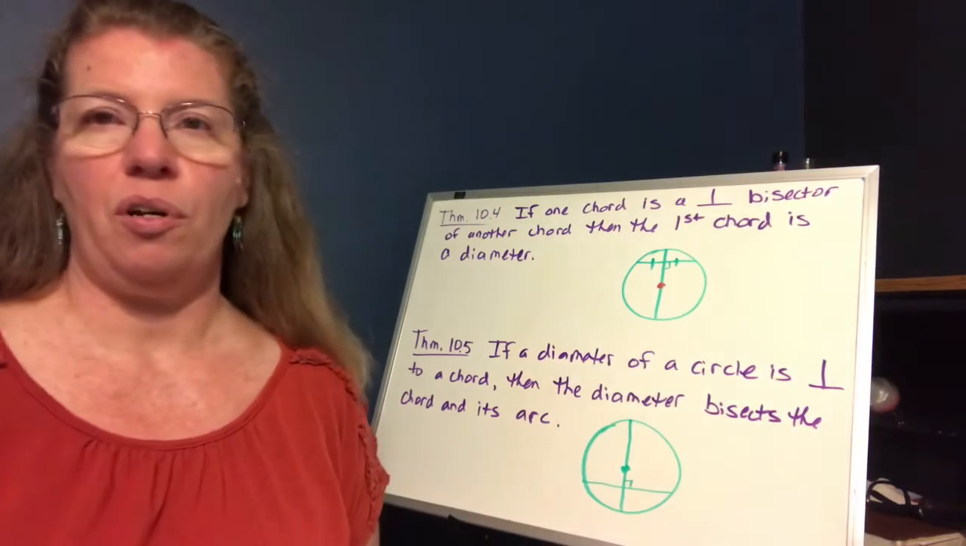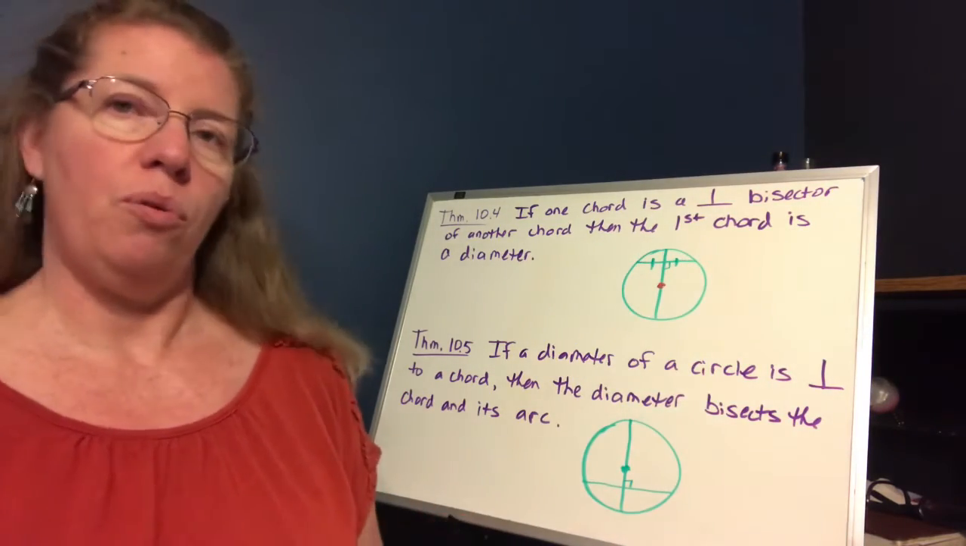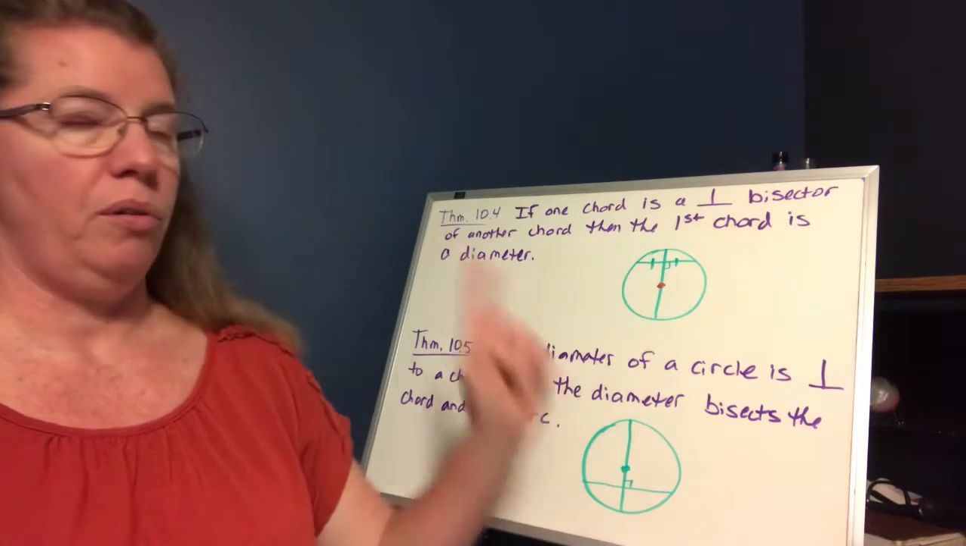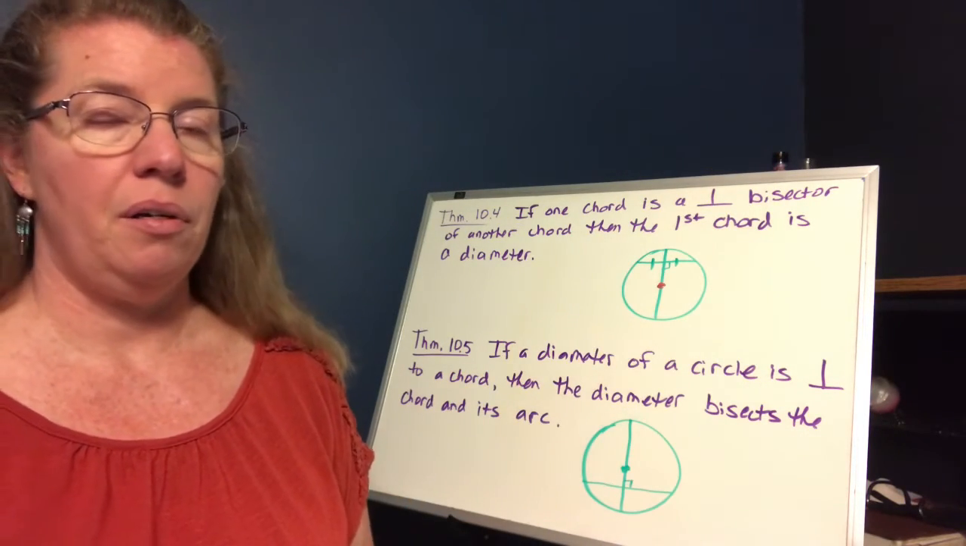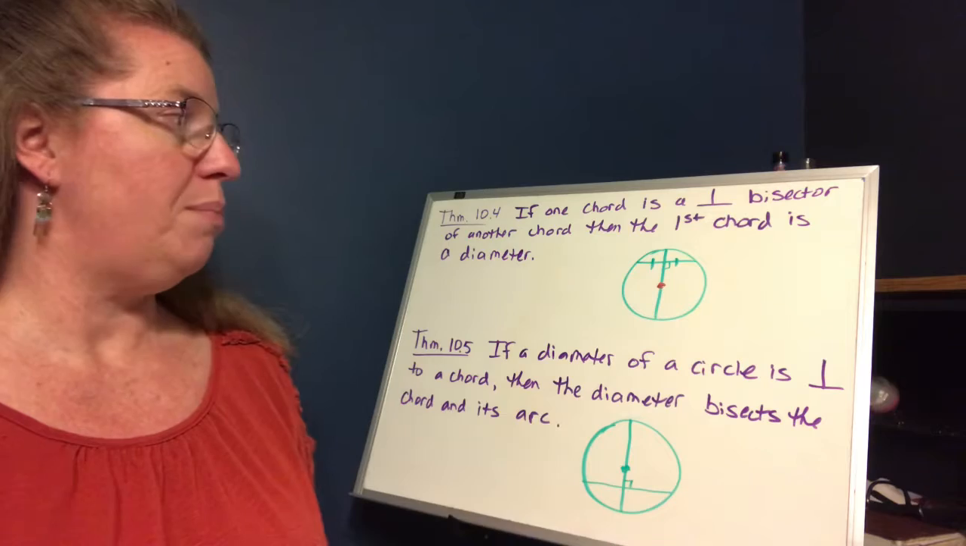So some of your questions are going to ask you that. Can you prove this chord is a diameter? So this is what you're looking for. Is it a perpendicular bisector? Not is it one or the other. It needs to be both, right?